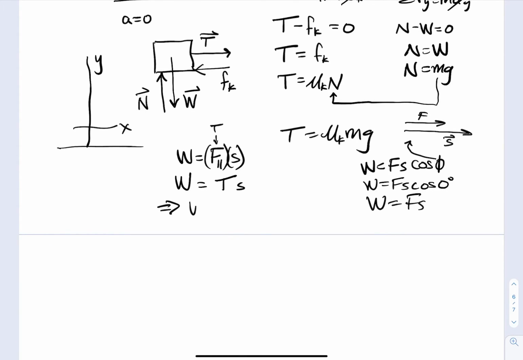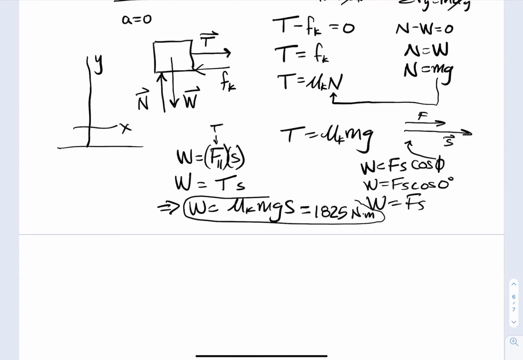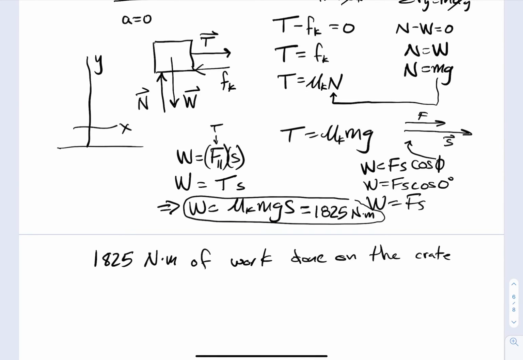That means work is equal to mu sub k mgs. And if you go ahead and calculate that by substituting the values, we would get 1825 Newton meters. So that would be 1825 Newton meters of work done on the crate by Ryan.